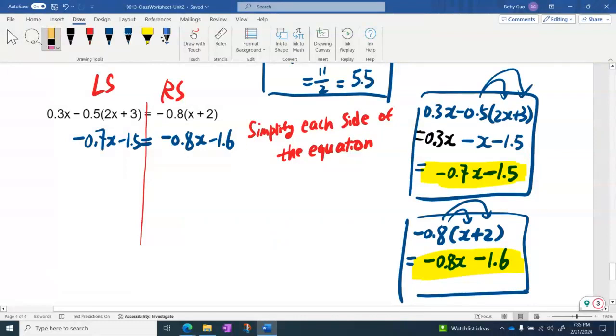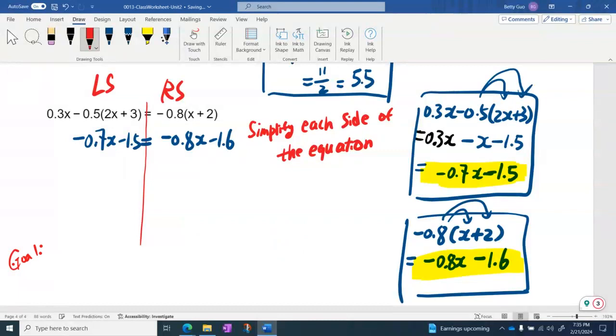Right? Yeah. All right, let's go back to this question. We're not done yet. We're solving the equation. Our goal again is to isolate x on the left.